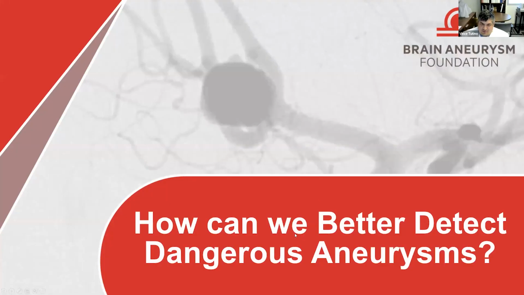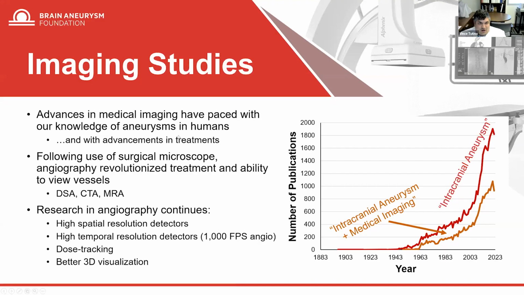And the last thing I'm going to talk about is how we can better detect dangerous aneurysms. This is where a majority of my research interest lies. How we have done this in the past has all been by medical imaging. For the most part, the advances in medical imaging have paced with our knowledge about aneurysms in humans. As you introduced the surgical microscope in the early 1900s, that's when we could look at what is making up the wall of an aneurysm, what they look like, and what the phenotypes are. And then as you introduce angiography, you can look at the shape and morphology of aneurysms and where they're located.